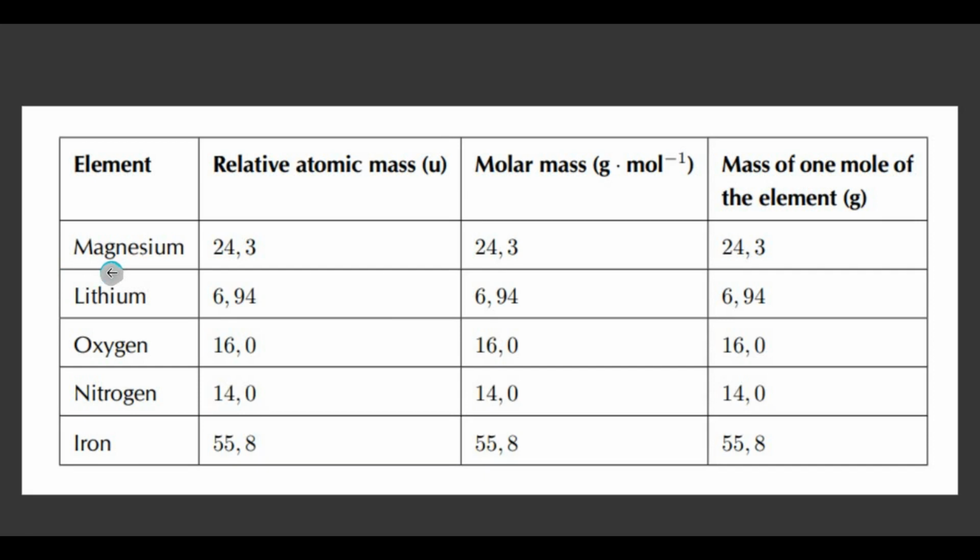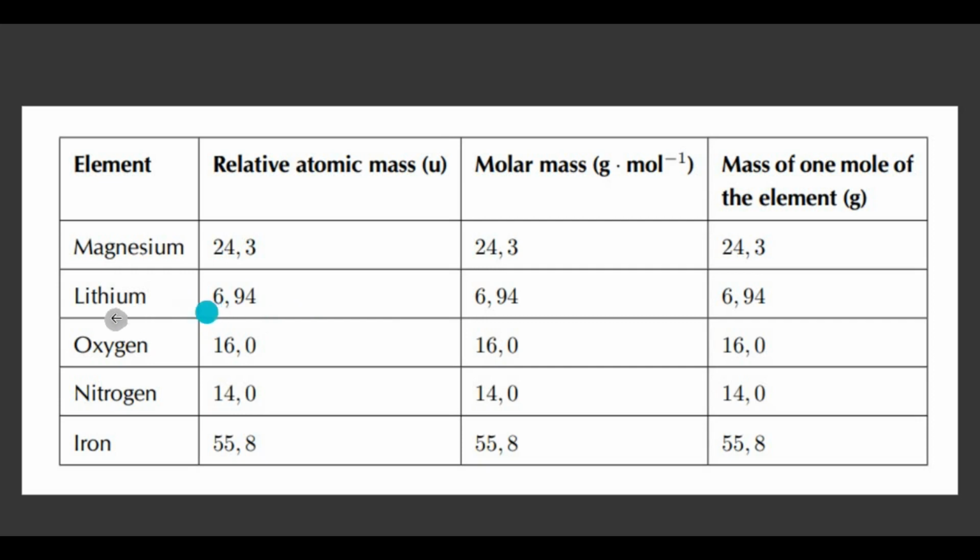Let's say you have magnesium. We know its relative atomic mass is 24.3. That essentially also means that its molar mass is 24.3 grams per mole. It's per mole because you see it's mole to the power of -1. It means it's per mole. And now we know the mass of 1 mole of the element, so if you wanted to measure exactly 1 mole of magnesium, you will need to weigh 24.3 grams.